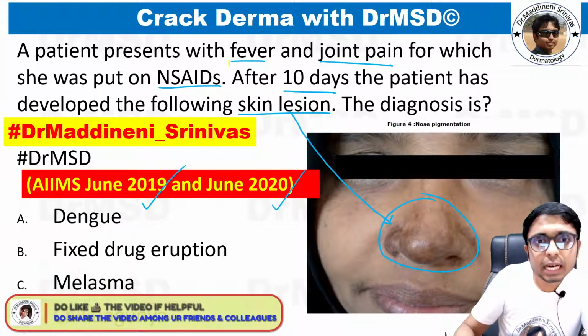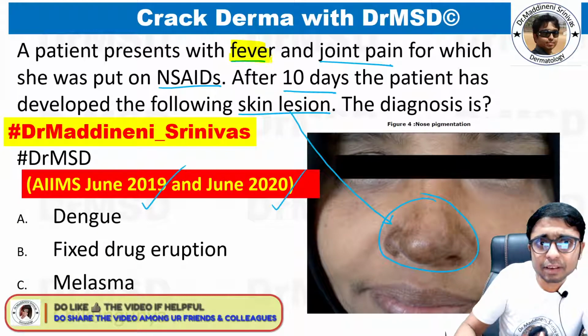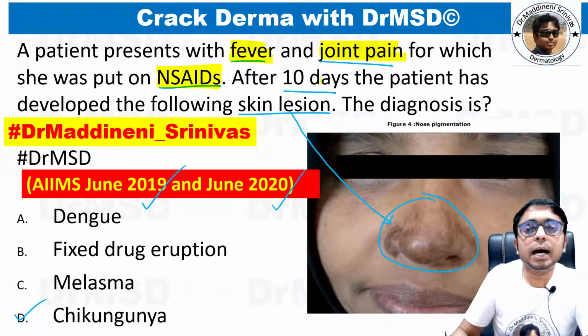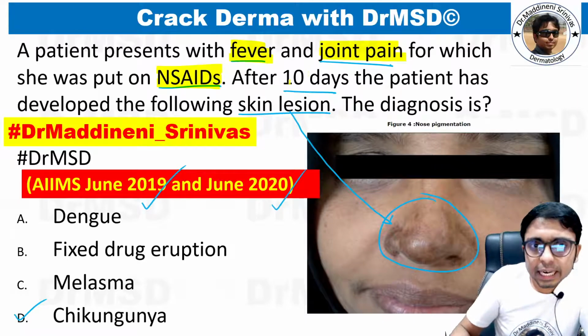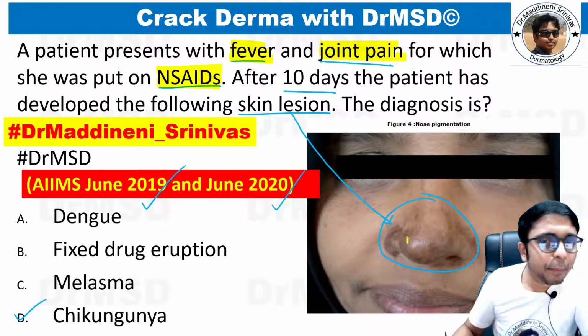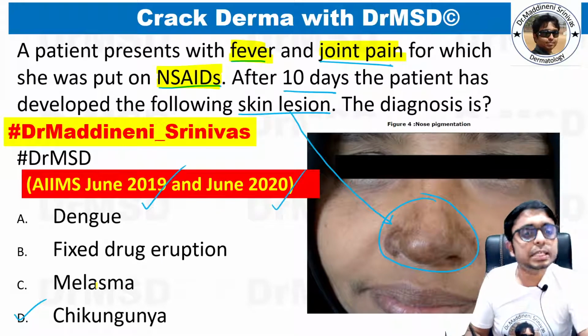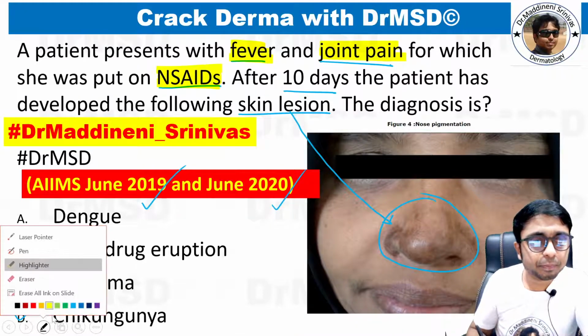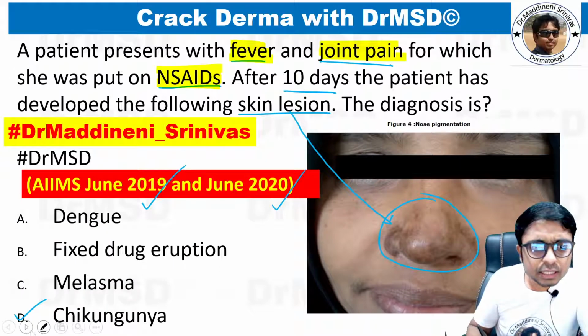In the question there are some clues. The patient is having fever and joint pain, for which she was started on NSAIDs, that is painkillers. Now after 10 days there is this kind of hyperpigmentation. Some students, I know, might feel that why not this is melasma. So let us see why this is not melasma.